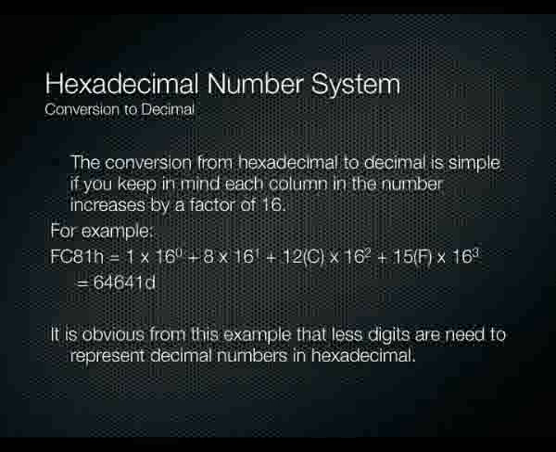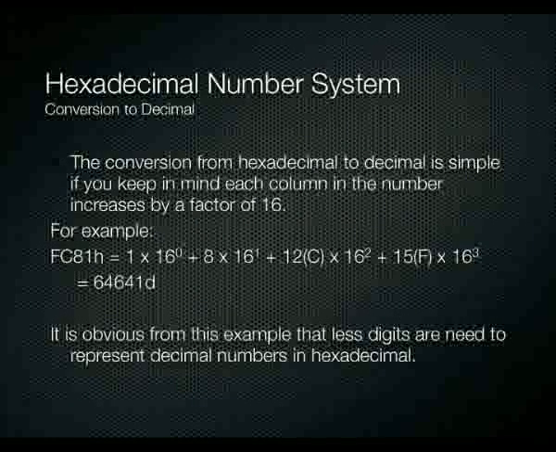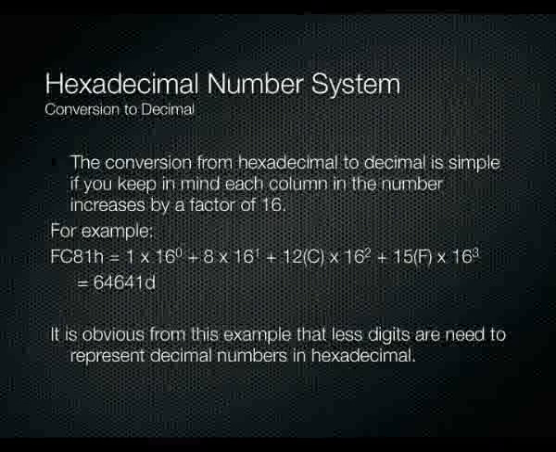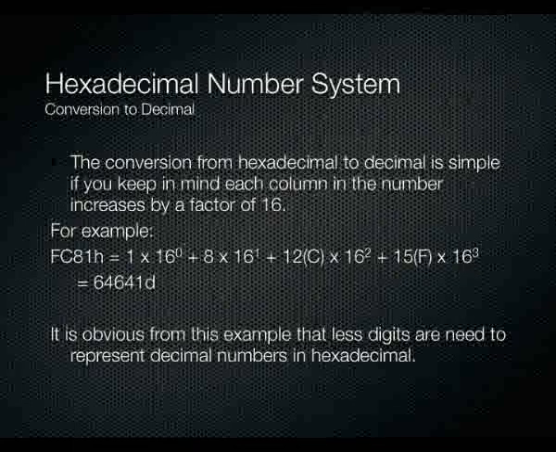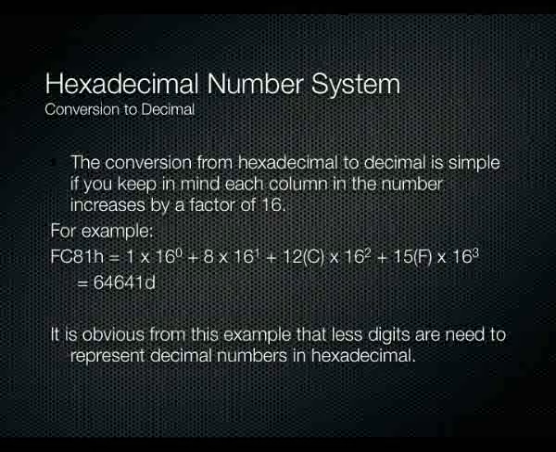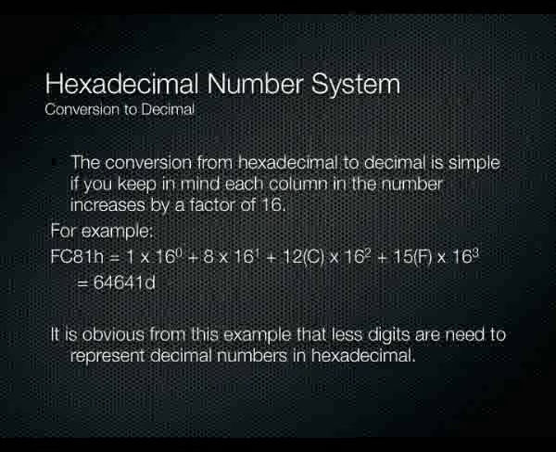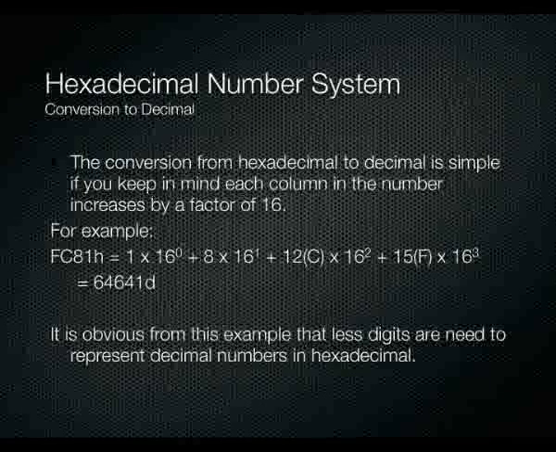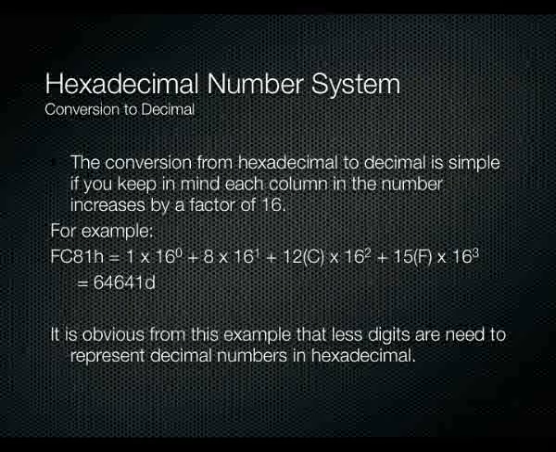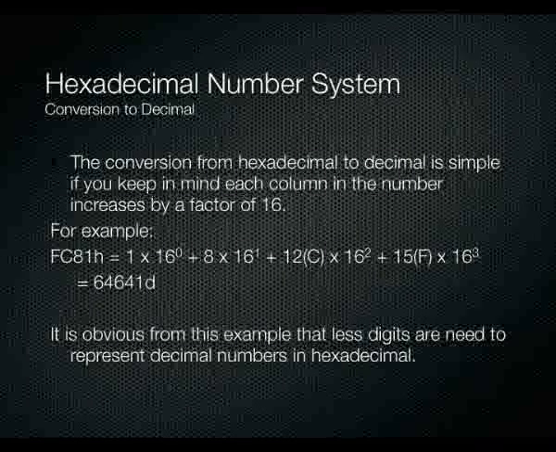So when it comes to conversion to decimal, we simply, like we've done before, take each one of these digits and multiply by its radix raised to the column number, and then add them all together. In this case, we start with the least significant digit, which is 1 by 16 to the 0. We then add that to 8 by 16 raised to the power of 1. We then add that to C, which in this case is 12, 12 by 16 squared.